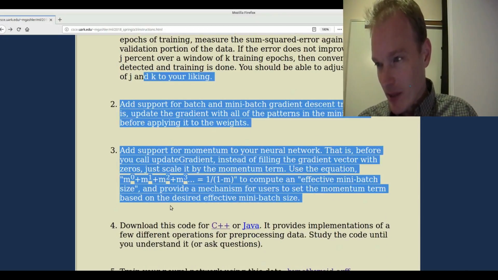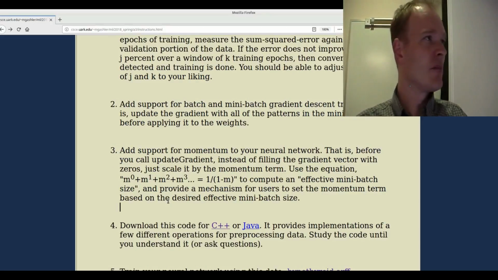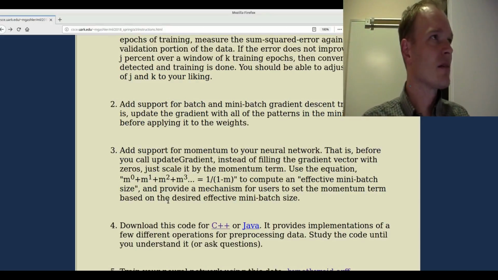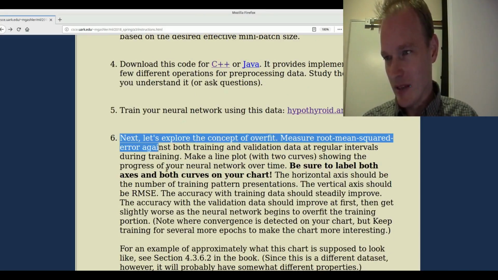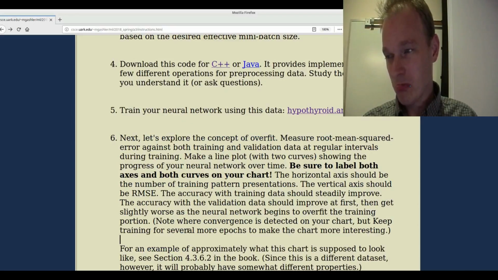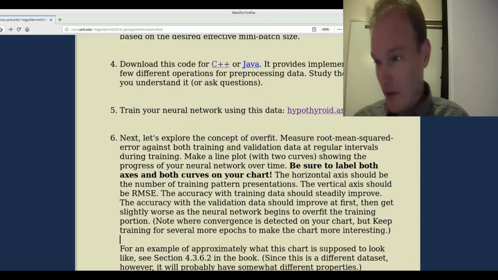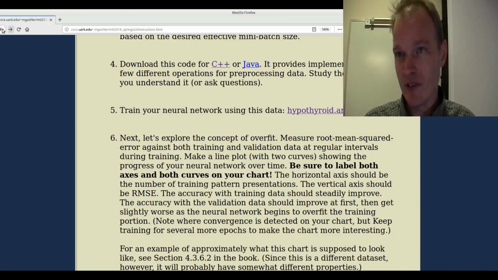Anything else on this assignment? Do you understand momentum and batch and those things? You know how to make charts. I think we're ready to put this one to bed. Okay, before I use up all of my time, let's make sure we have enough for reviewing for the test.